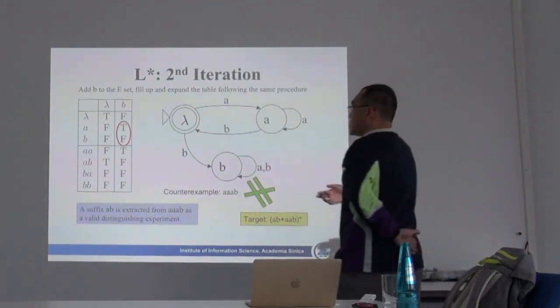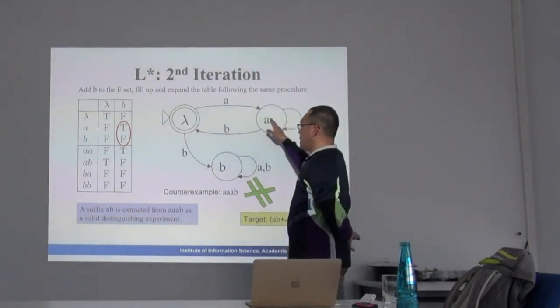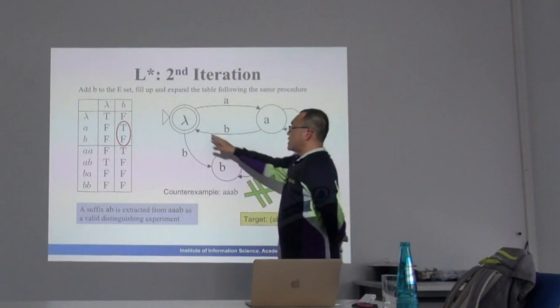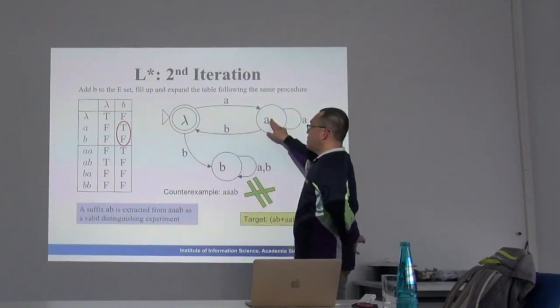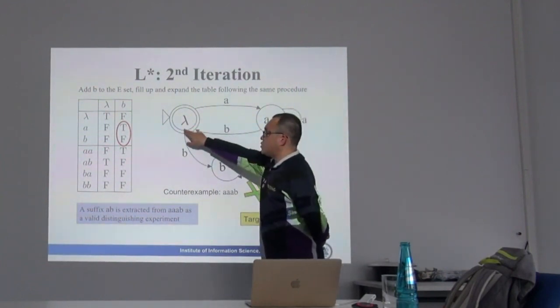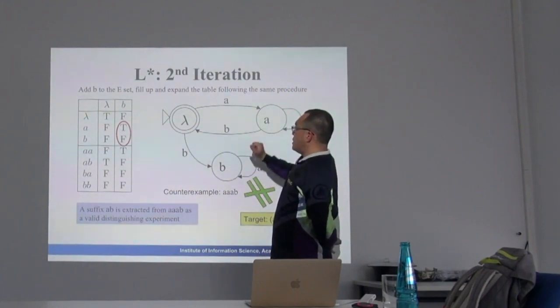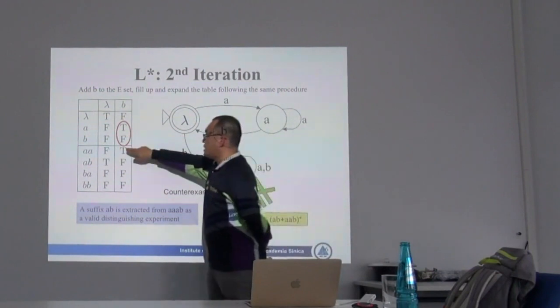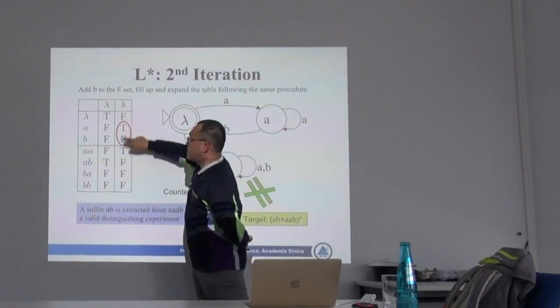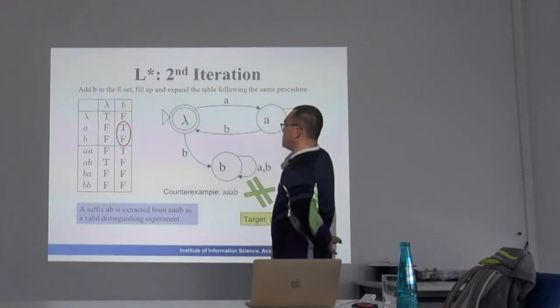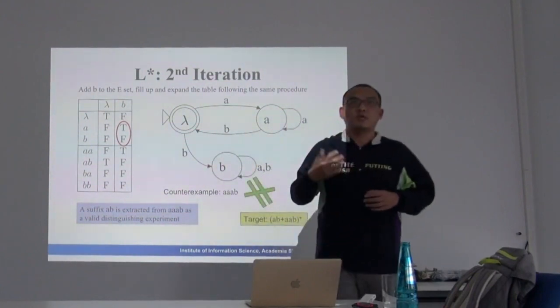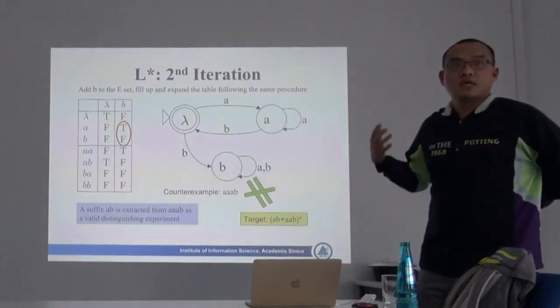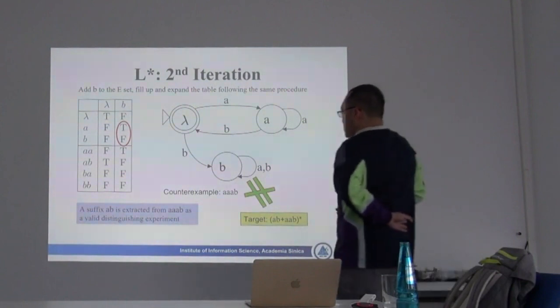So I have three states, lambda, A, and B. From lambda, take A, I should go to A, and from lambda, take B, I should go to B. From A, taking A, I should go to AA, and now A and AA are the same state, so I have a self-loop here. So I can construct the automaton in this way, and pose another equivalence query. In this case, I get another concrete example.